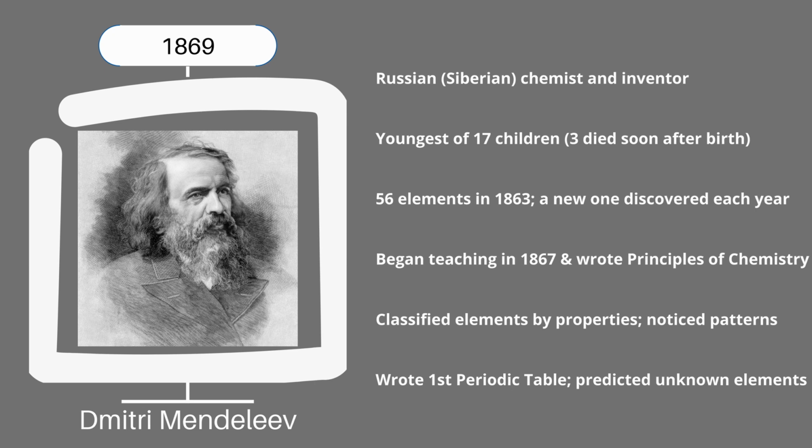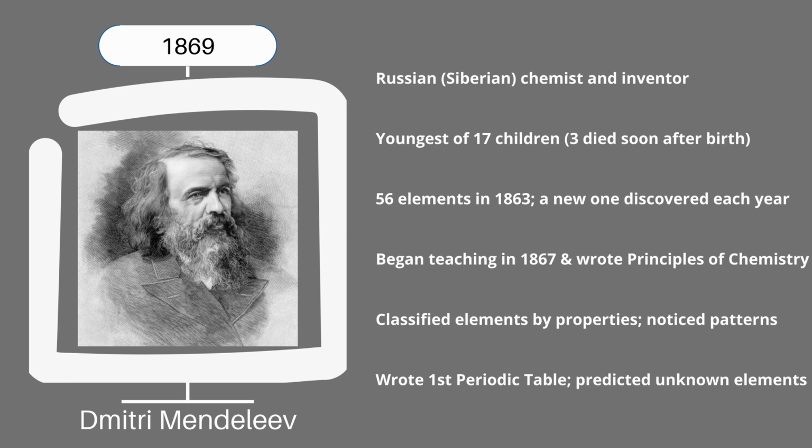In 1867, he began to teach chemistry, and he wrote a book called Principles of Chemistry. While writing this book, he began to classify elements by their properties, and he noticed some definite patterns. This led him to create the first periodic table of elements. One of the ingenious things about this draft was that it left gaps in the table and predicted the existence of unknown elements. These elements would eventually be discovered, named, and placed in the table.